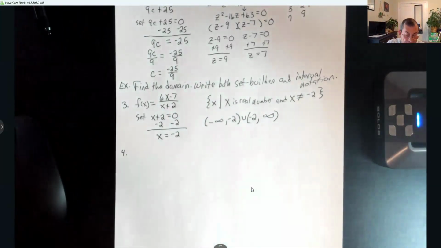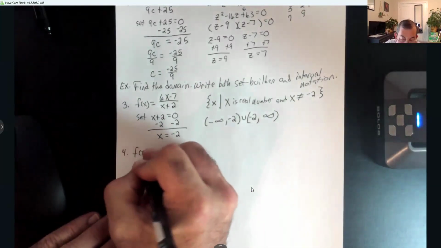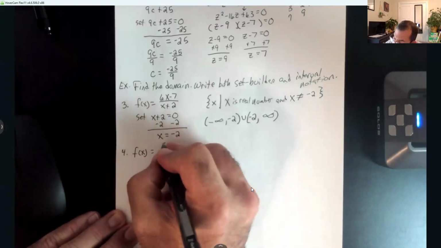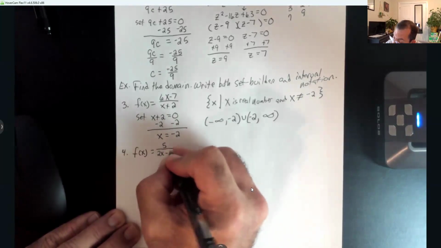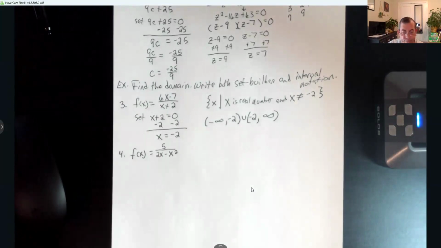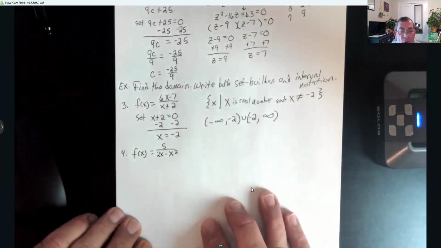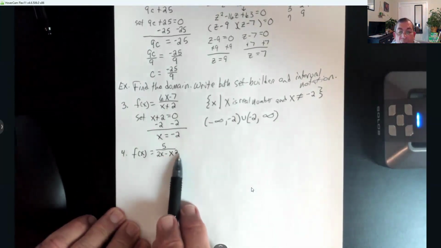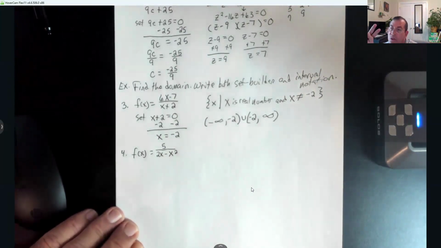All right, y'all. So like I said, this is a 5 over 2x minus x squared. This is really just more practice doing domains on fractions overall. All right, so I got an x squared under here. So that means I'm probably looking for two numbers to kick out of this domain, okay?